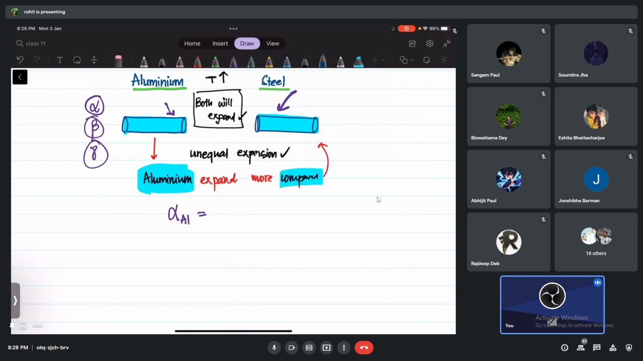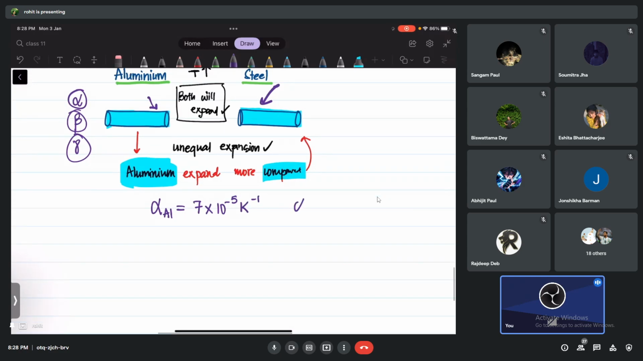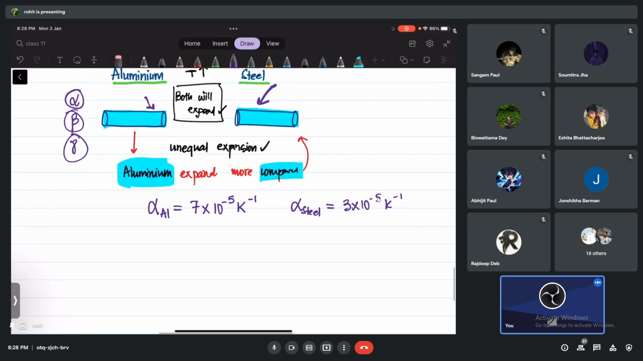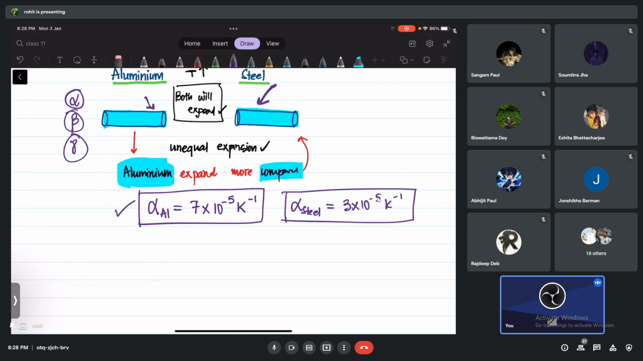So imagine I write a number here right now. It's not 0. It is equal to, I'm going to write a value, 7 into 10 to the power minus 5 per Kelvin. That's the value of alpha for aluminium. Don't worry about this right now. Alpha for steel, let me write that also. It is around 3 into 10 to the power minus 5 per Kelvin. Don't worry, these numbers will make sense in a while. But you can easily understand, right? The coefficient of linear expansion for aluminium is greater than that for steel. That means aluminium will undergo more expansion in terms of length.